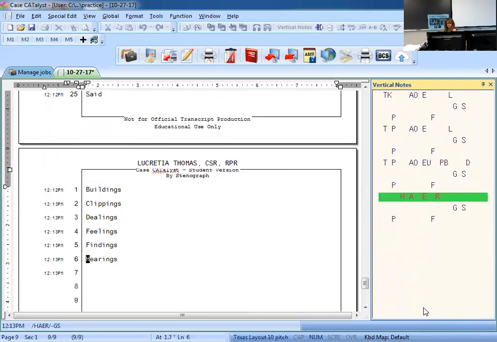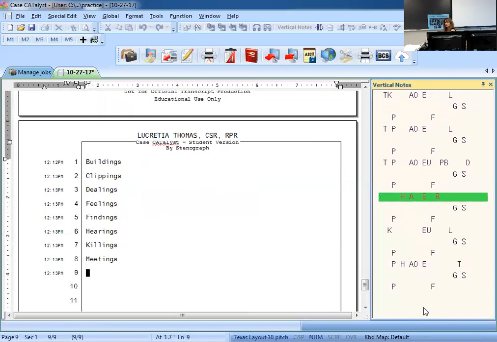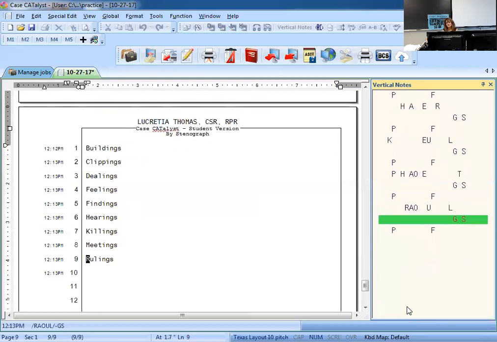Okay, very important. You've got killings: kill, come back, G-S. Meetings: meet, come back, G-S. Rulings: rule, come back, G-S. So you're just adding the S to make it plural. It's an ing for the G. The S makes it plural.